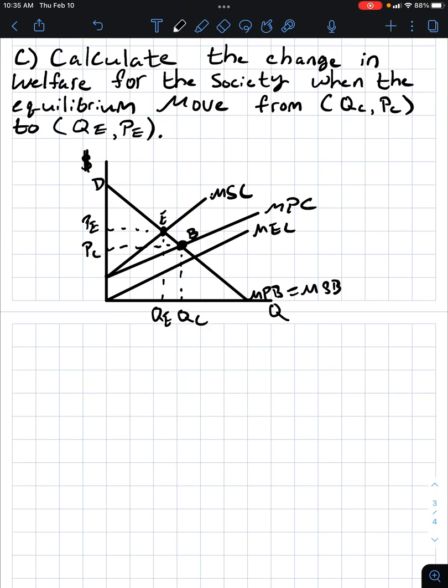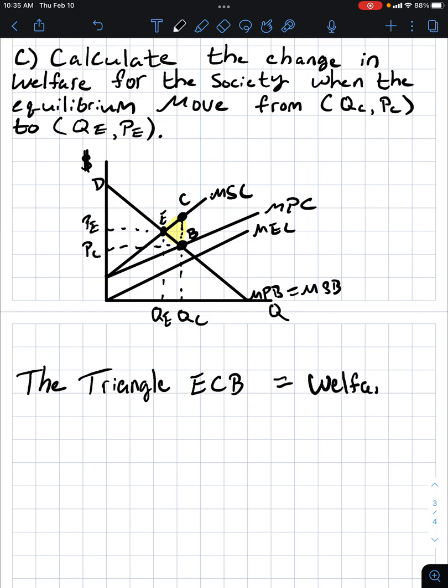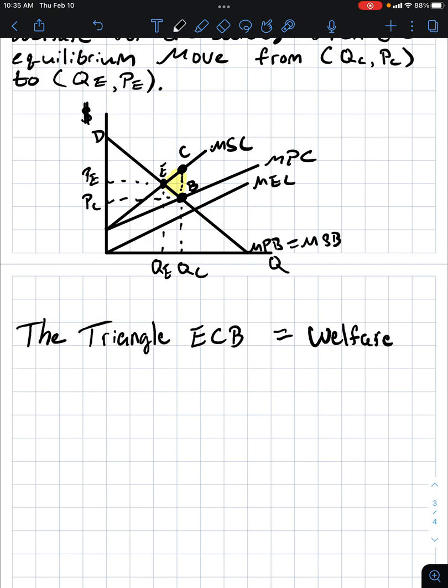So now with this graph, where does welfare lie? Well, welfare lies if we take this QC line, this dotted line, and extend it all the way up to our marginal social cost. So this triangle right here, we can label this point as C. The triangle, let's call it ECB, is equal to welfare. And this is what we have to solve for. To solve for the area of a triangle, or to solve for welfare essentially, is one half base times height.